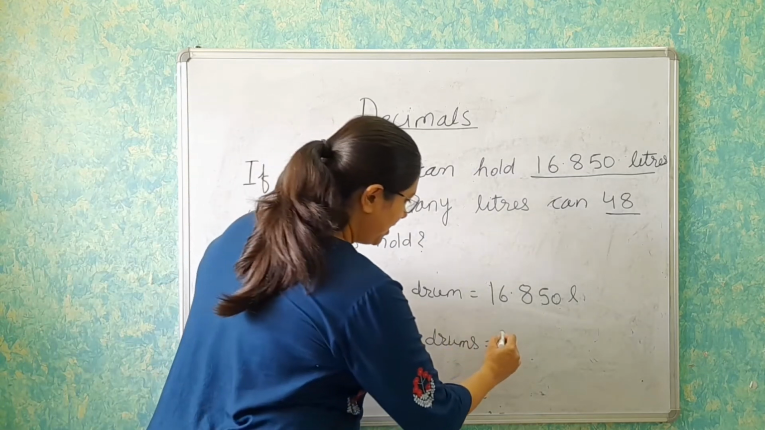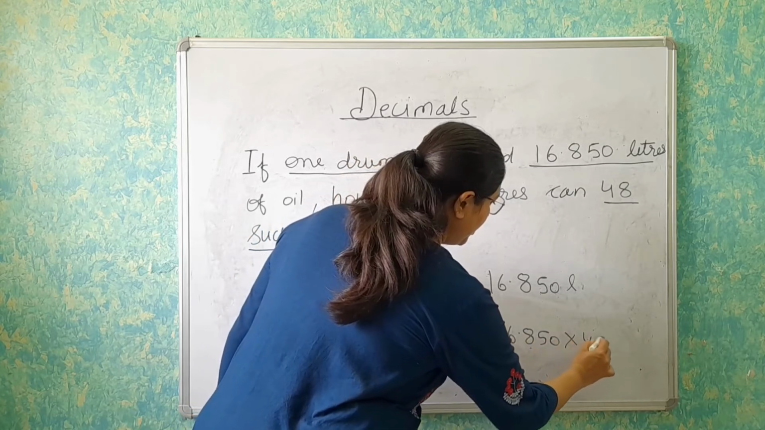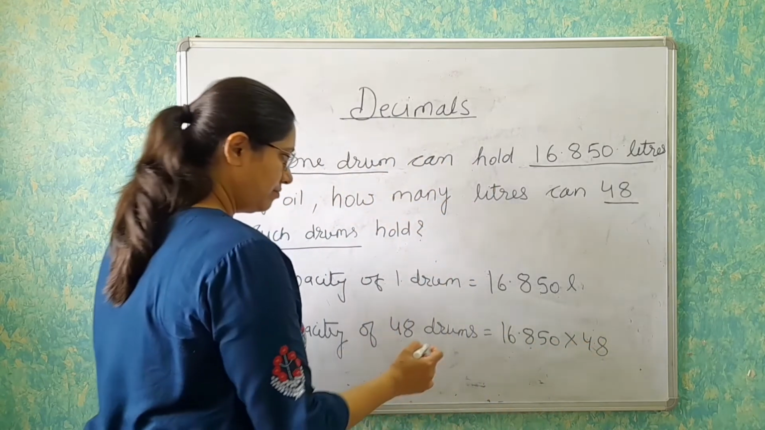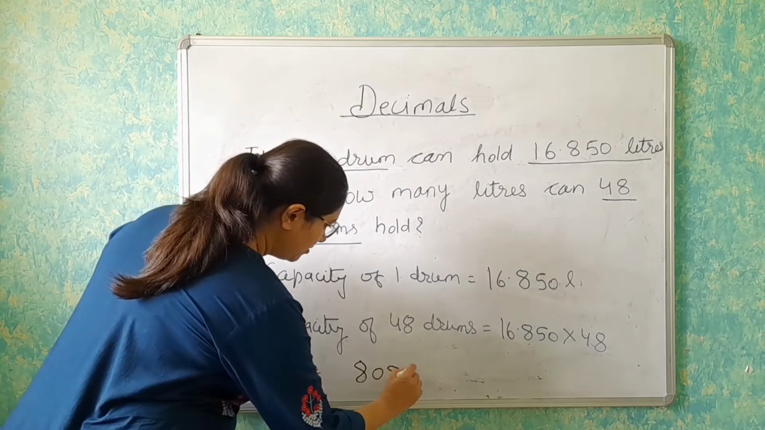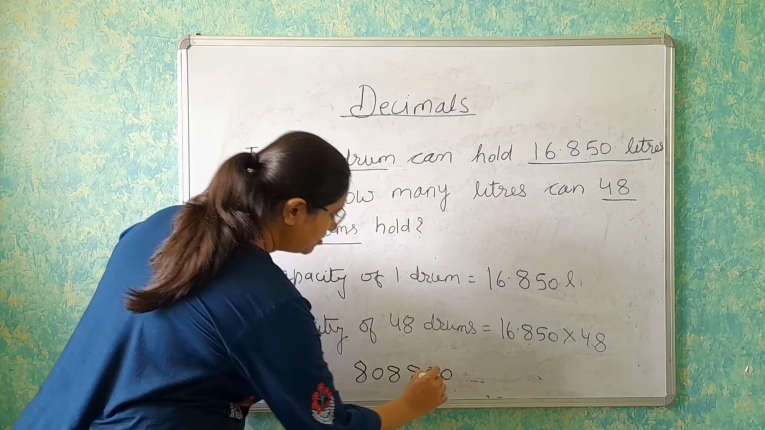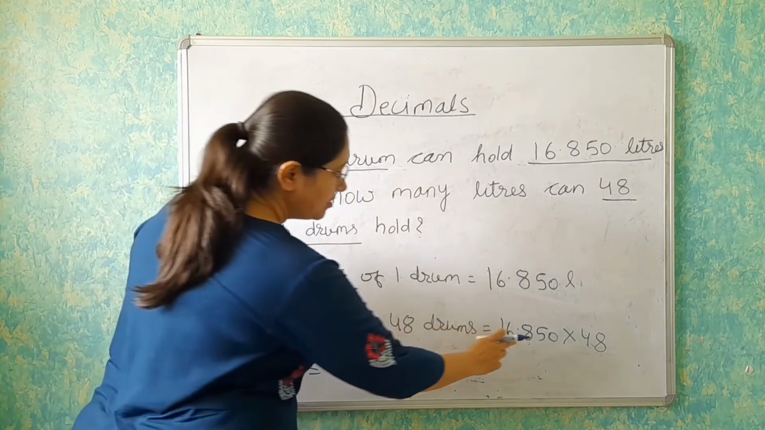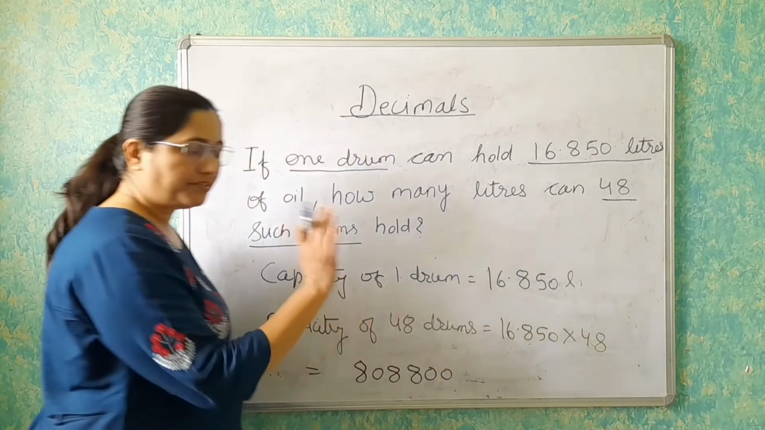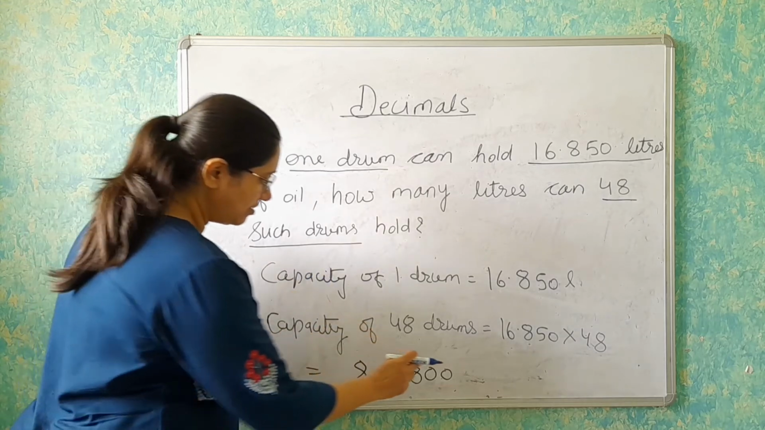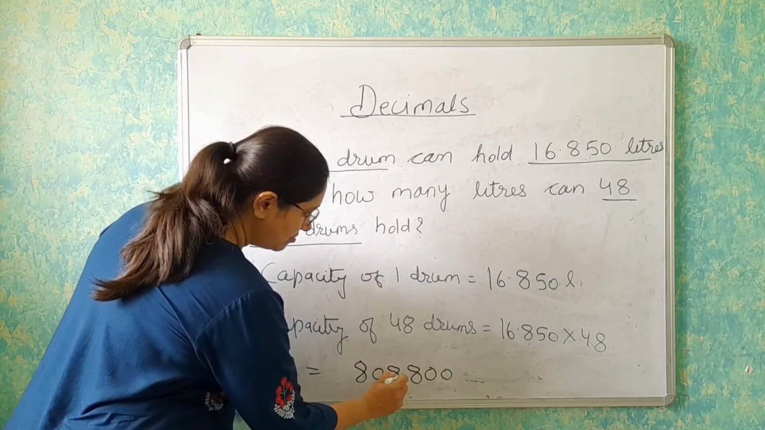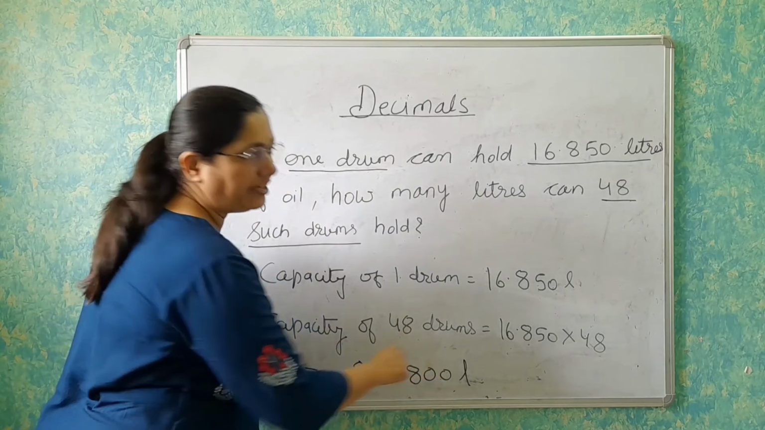Now we have to multiply 16.850 with 48. I will tell you the answer: 808800. Now I will count the number of digits in the decimal places: 1, 2 and 3. So after 3 digits from the right hand side, I will put a decimal point in our answer. So our answer is 808.8 liters.